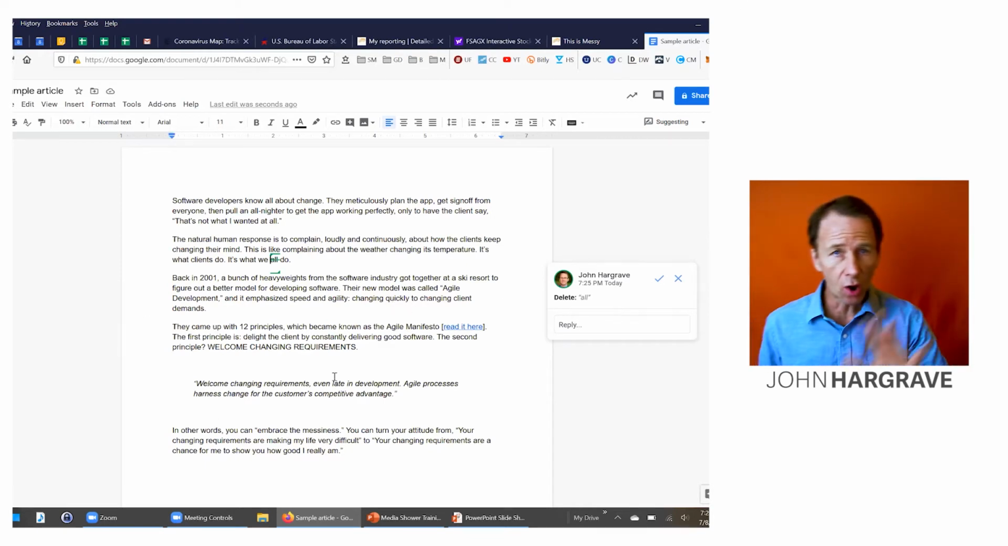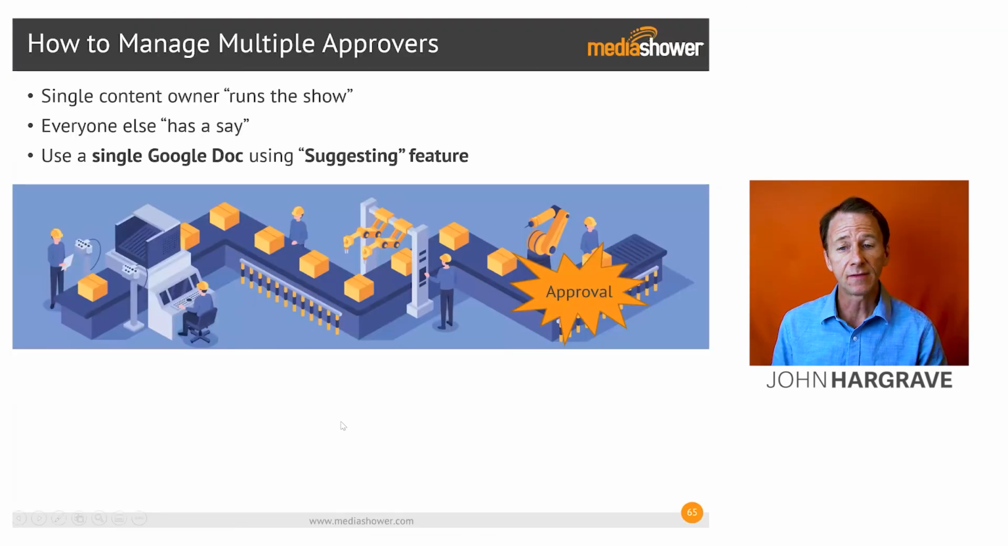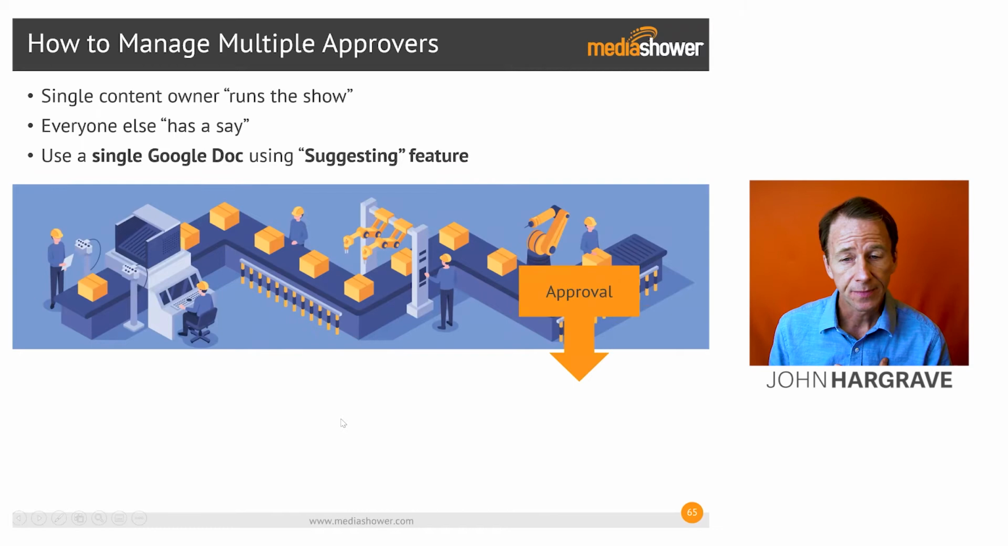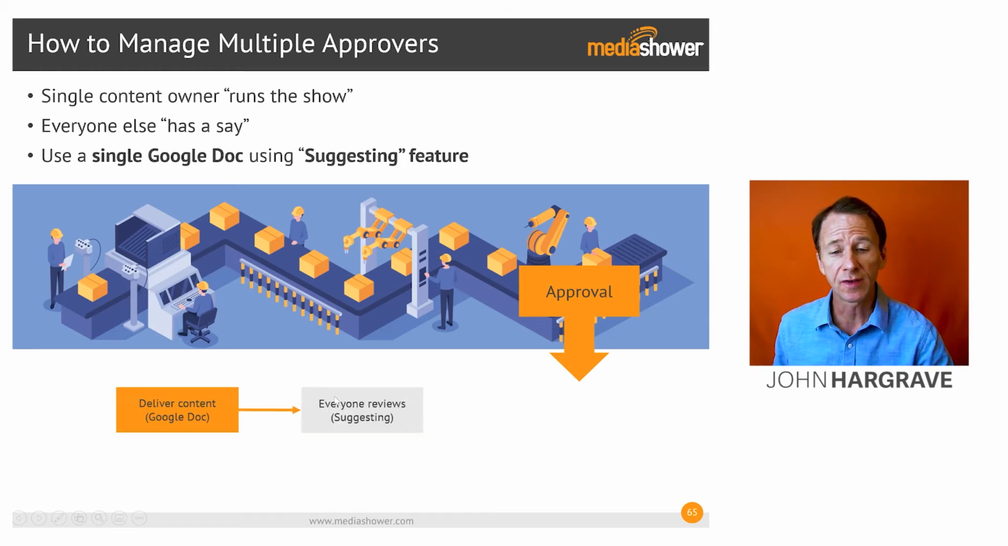Now, we can all see all the edits that are being made. And the single stakeholder, the single content owner, is the person who is going to then accept or reject the edits in here. And then we can get involved again from that point, we at Media Shower. So again, what we want to do is deliver the content in the Media Shower platform as we normally do, but now it's going to be published to a Google Doc.